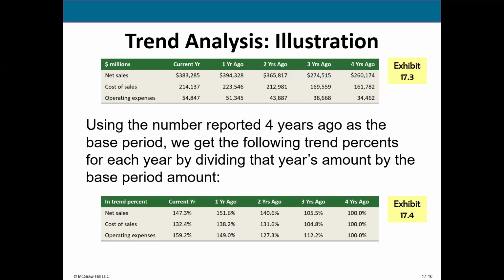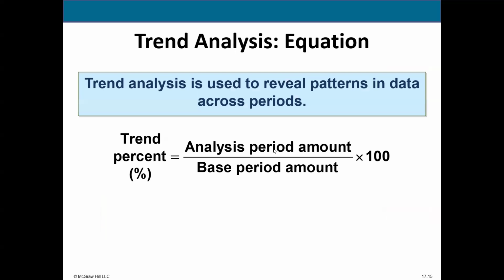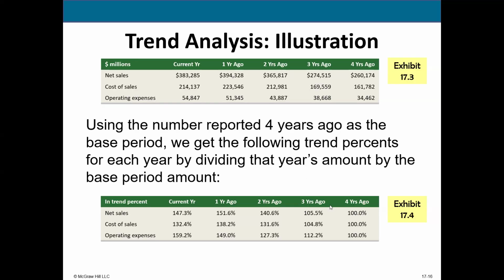So here I have an example of this. I have 5 years of data here. The base amount, as you can see, is the oldest year, so 4 years ago, is 100%. And so the way that it works is I take the analysis amount and I divide that by the base amount to get the percentage.